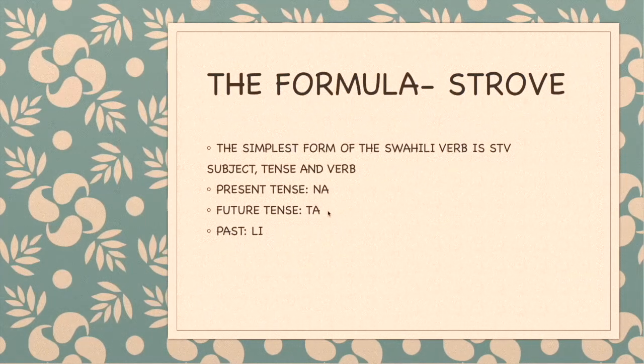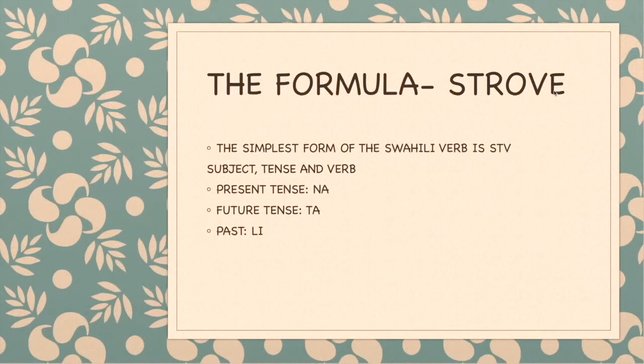Last week we covered the formula. This is the whole of the Swahili verb, from its basic form to the most complicated form. It follows the pattern: subject, the main actor, then tense, then reflexive infix, then the object infix, then the verb, and then the extension.